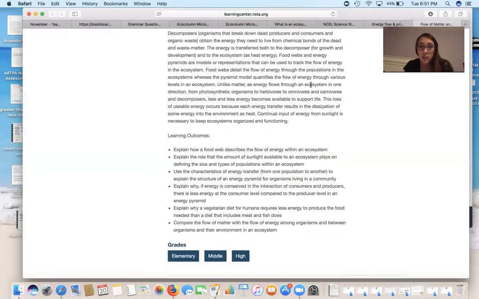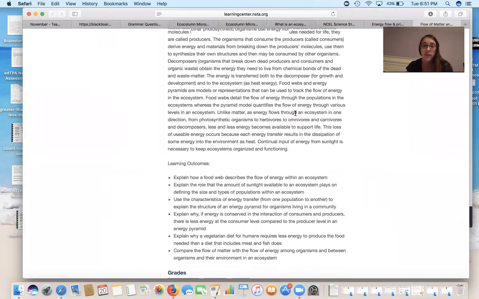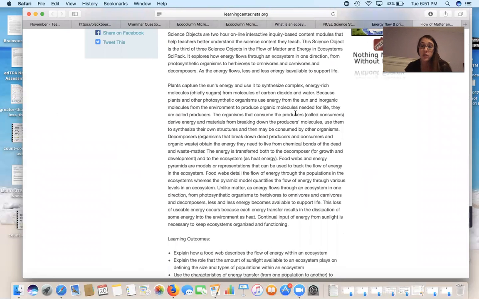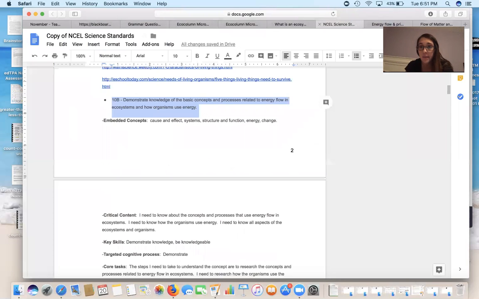Unlike matter, energy flows through an ecosystem in one direction. So again, this is showing it's not a cycle, it's one direction the energy comes in, from photosynthetic organisms to herbivores to omnivores to carnivores and decomposers. Less and less energy becomes available to support life. This loss of usable energy occurs because each energy transfer results in the dissipation of some energy into the environment as heat. Continual input of energy from sunlight is necessary to keep ecosystems organized and functioning. So sunlight is our main source of energy in this process. And again, that was 10B.